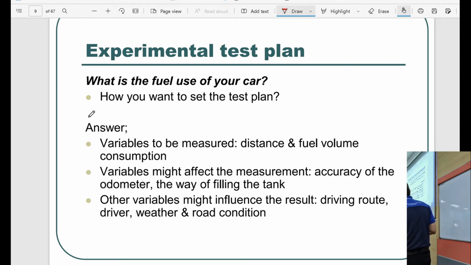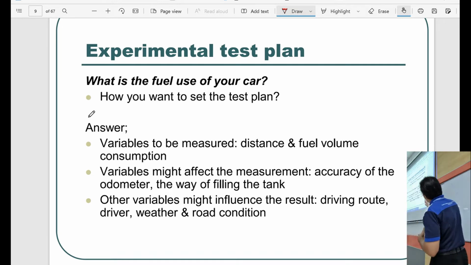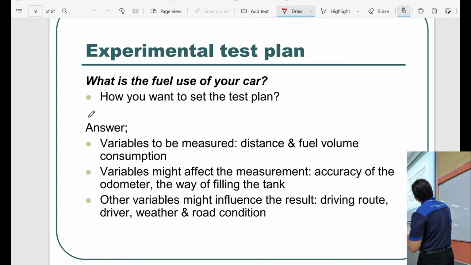What is the input? Maybe the way you drive, the way you apply pressure to the pedal. So that is the input. The output will be the volume consumption and the distance. And then what else? The extraneous variables: the accuracy of the odometer. The odometer you use to track the distance also has uncertainties, so that might give extraneous variables.